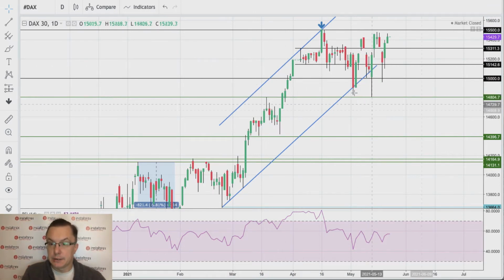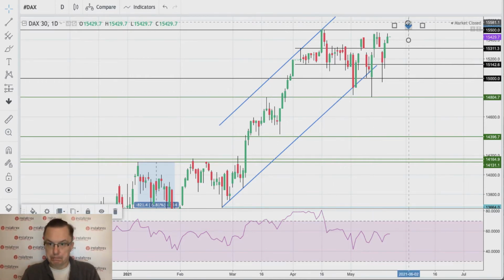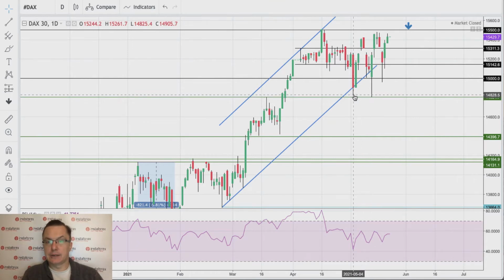As you can see, 14,804 is the key technical support right now, because it's been tested many times during the day. On the daily time frame, we have basically two tests of this level. The second one has a big lower shadow, so this is a very big move on the DAX from lows of 14,806 to the highs of 15,268.